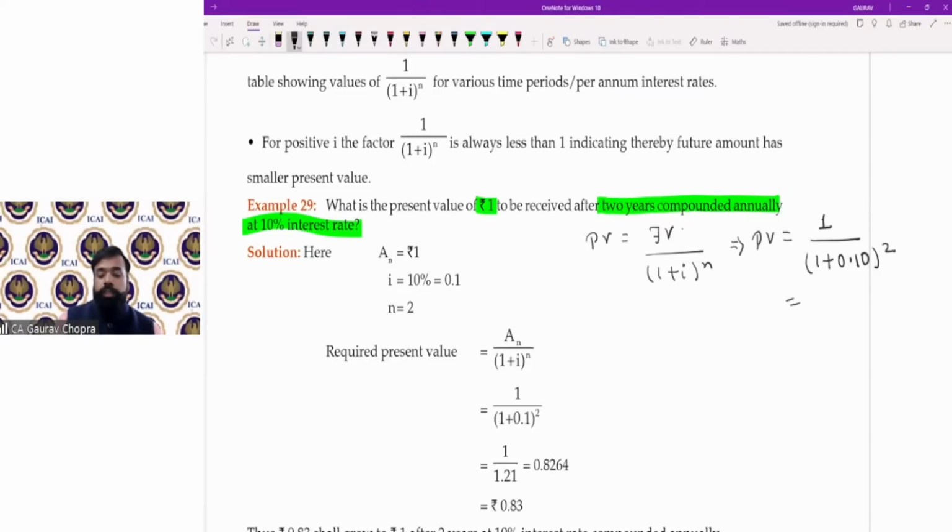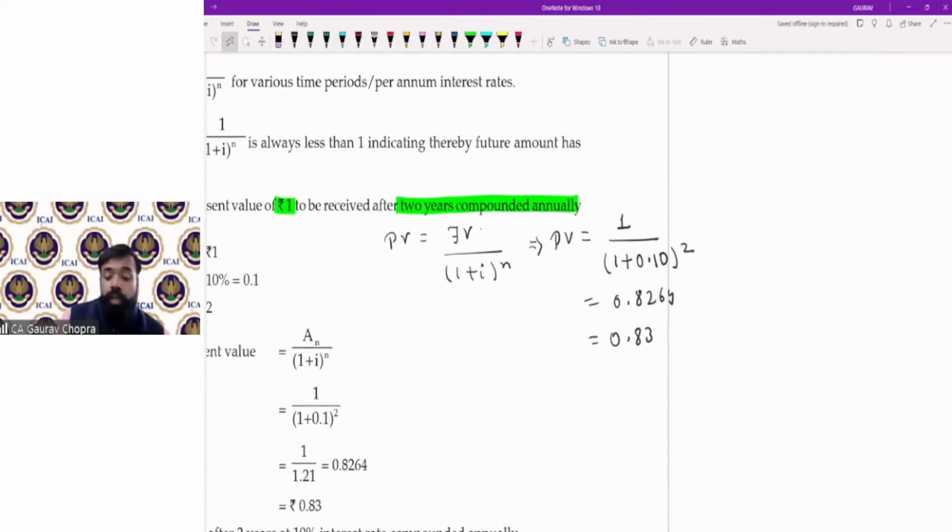You can solve this. How much are you getting? 1 divided by 1.1. So we are getting 0.8264. If you round off to 2 digits, it becomes 0.83. Now, there is one trick in solving this.